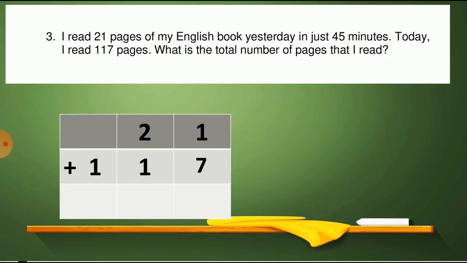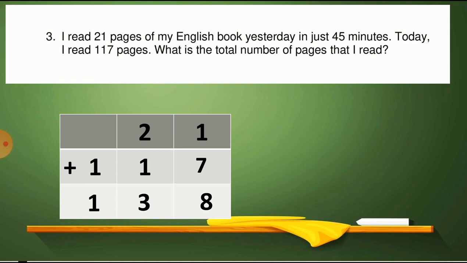So, let's start adding the numbers. Here is the ones column, which is 1 plus 7. So, students, 1 plus 7 is equal to 8. So, here the number 8 will come. Let's move to the tens column now. Here the tens column is 2 plus 1. So, students, 2 plus 1 is equal to 3. So, we write down number 3 under the tens column, and the hundreds column is number 1 only. There is no other digit, so you can write down this number 1 as it is.